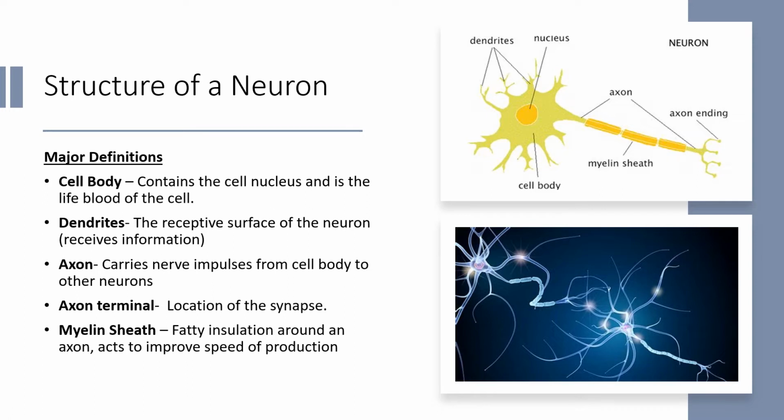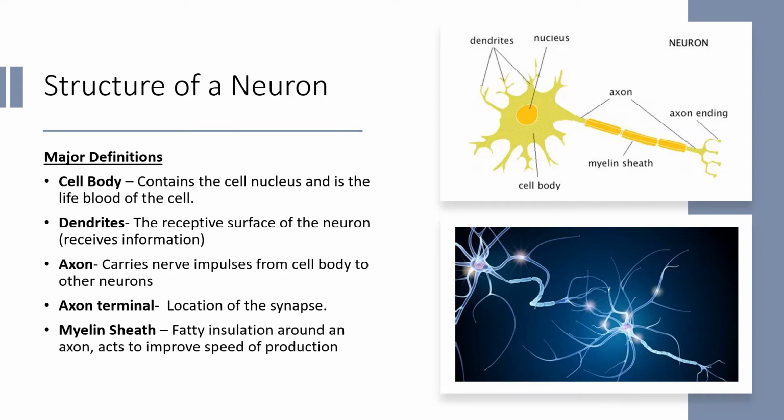The next thing that you see, and I'm moving from left to right, is the cell body. The cell body contains the cell nucleus, and it's the lifeblood of the cell. You'll then see what's called the axon. The axon carries nerve impulses from the cell body to other neurons.